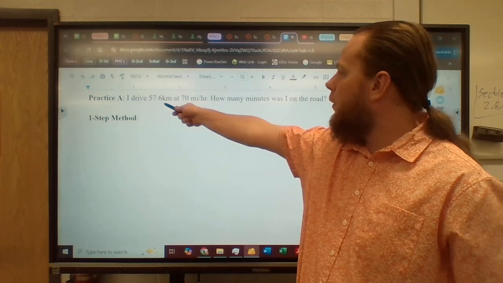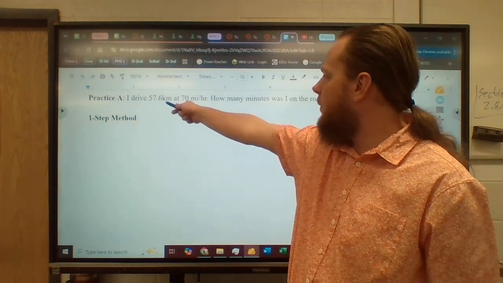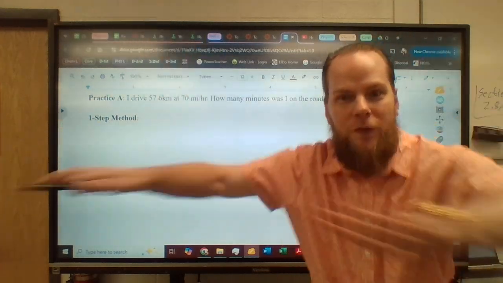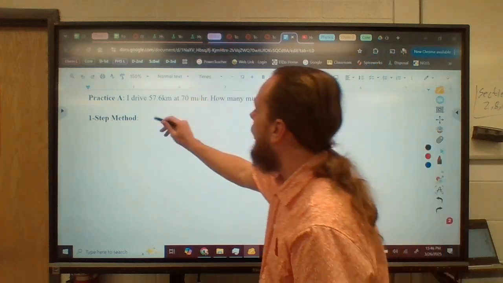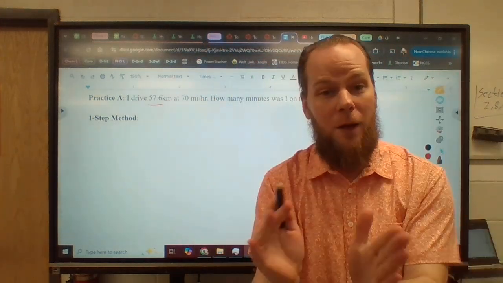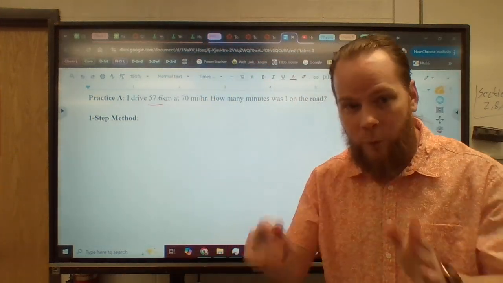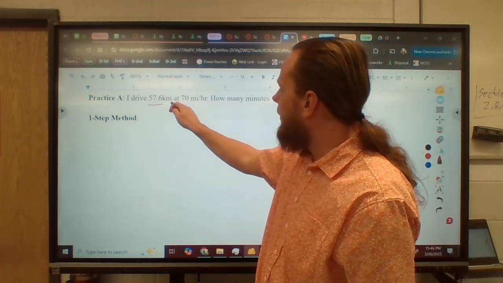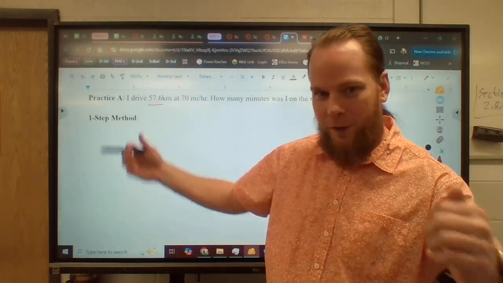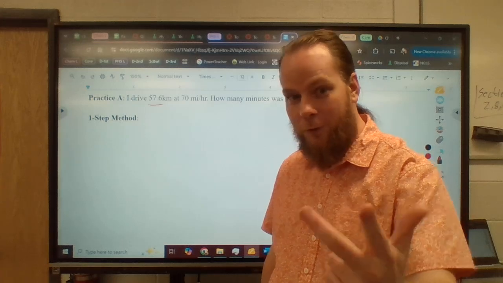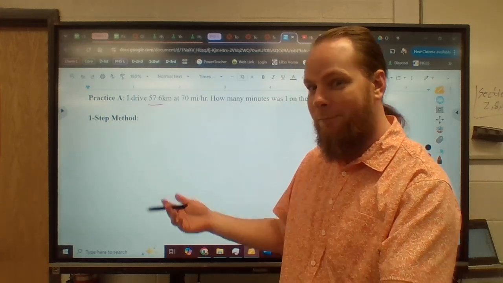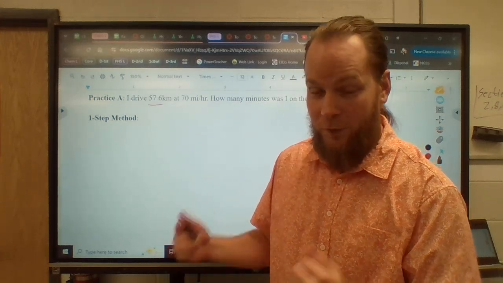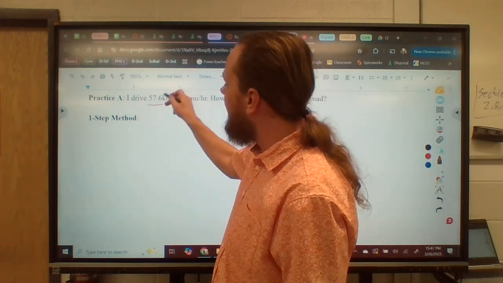So, first thing here, I drive 57.6 kilometers. What is that? Stop. Don't worry about anything else. We have a number. If we have a number and there is a unit attached to it, we need to identify that value. So, kilometers. What is that? Is that a speed unit? Is that a time unit? Or is that a distance unit? Hopefully you said distance, because that's correct. That is our distance.